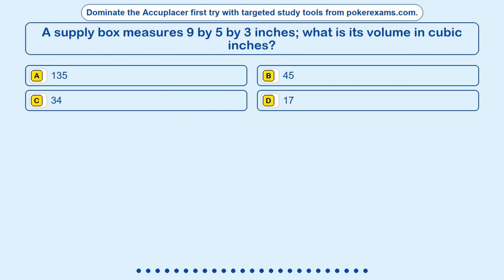Question 12. A supply box measures 9 by 5 by 3 inches. What is its volume in cubic inches? Option A, 135. Option B, 45. Option C, 34. Option D, 17.